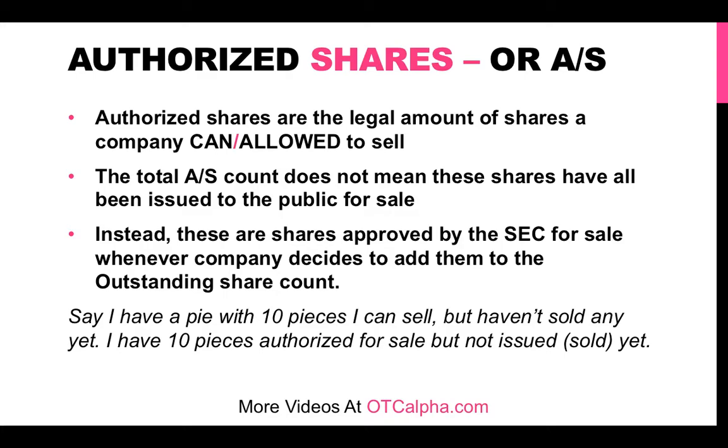So to help us understand these 3 structures today, I'm going to have a little running storyline at the bottom of each of these slides. It's going to follow the theme of pie. If you look down there at the bottom, it says, say I have a pie with 10 pieces I can sell, but I haven't sold any yet. So I bake a pie, it smells delicious. I decide I want to go out to the market and sell it because I think it's an awesome pie. So I cut it into 10 pieces, and those are how many pieces I literally have to sell, but I haven't sold any yet. That is essentially the authorized shares.